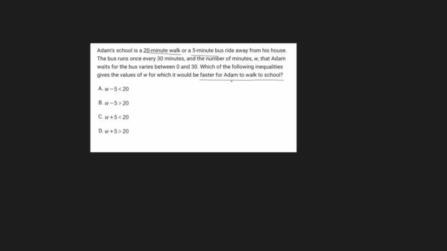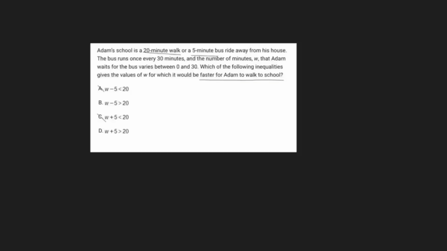So if we want the inequality that shows that it's faster for Adam to walk to school, that means that 20 minutes is going to have to be less than whatever's on the left side, because then that shows that it takes less time, right? So first off, we can eliminate 2 answer choices because these don't show that relationship. The first one is A, and the second one is C, right? These show that 20 is greater than the left side, which we don't want. And now we're down to B or D.